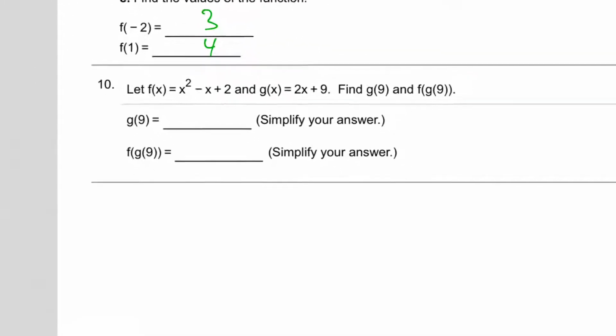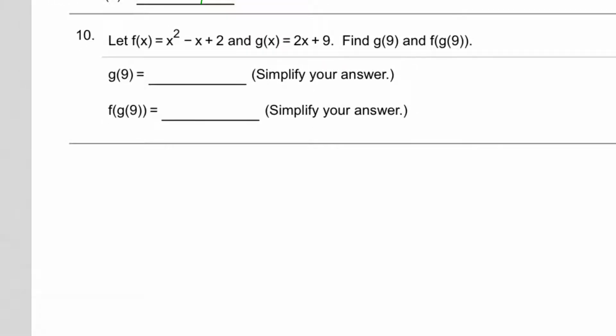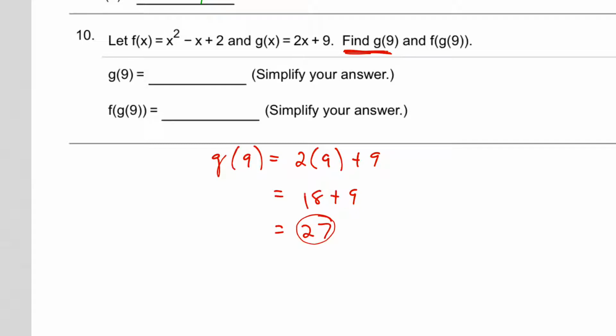All right, number 10. We have f of x and g of x. Find two things. First, g of 9. Okay, this is the first part of the question. So we're going to input 9 into our linear equation here. So that's going to go right there. So that's going to be 18 plus 9, which is 27. So that's g of 9.